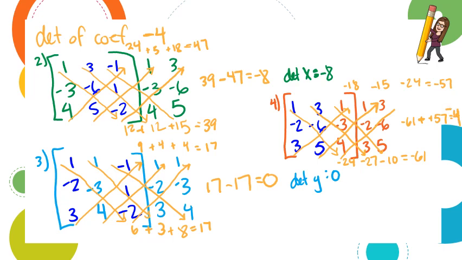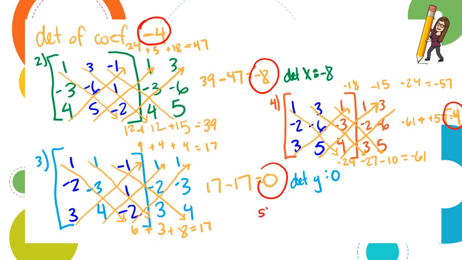So pretty comparable numbers in the end. We've got a negative 4, a negative 8, a 0, and a negative 4. So those are the numbers that matter right now. Okay, so I'm going to kind of try to circle what we're dealing with. Negative 4, negative 8, 0, negative 4.